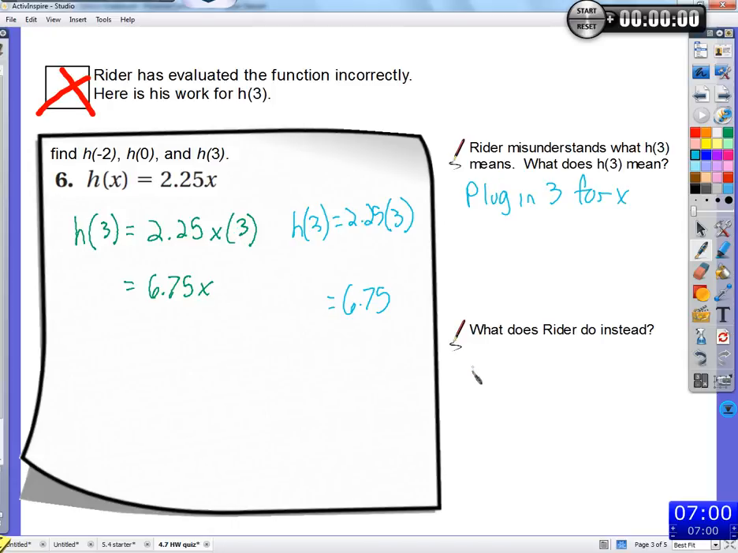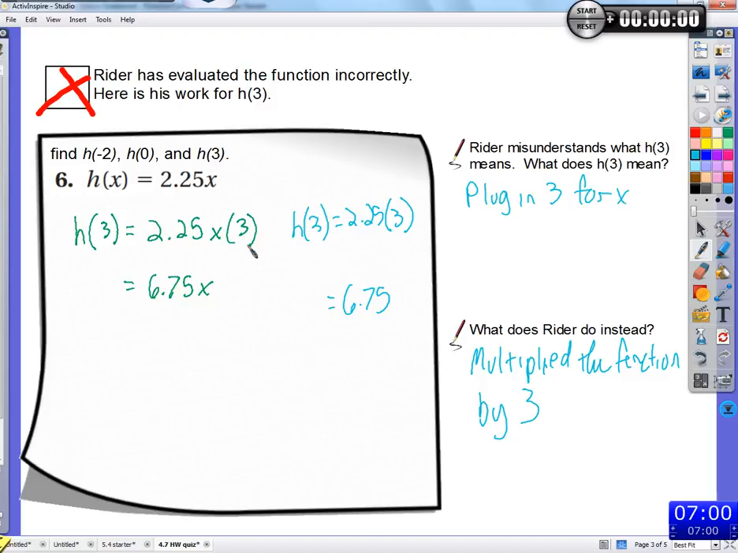Okay. So what did he do? He multiplied the function by 3. That's a really common mistake because h parentheses 3 makes you think h times 3. So a lot of times people will write the whole function out and then put a 3 there or some kind of variation of this somewhere that they're just kind of multiplying by 3 somewhere. Maybe the whole function by 3, maybe just part of the function by 3. It's a really common thing.